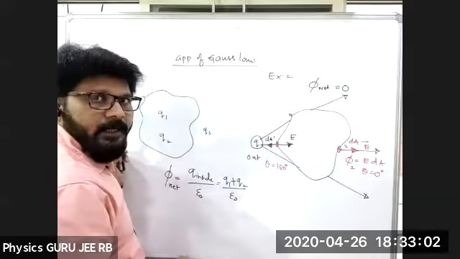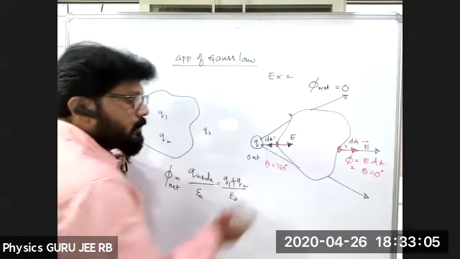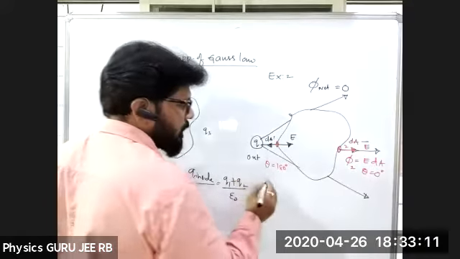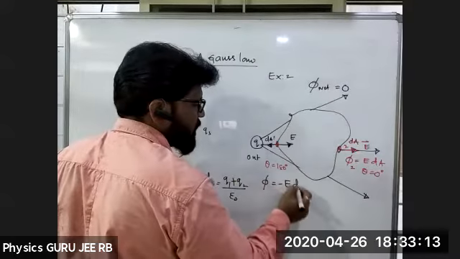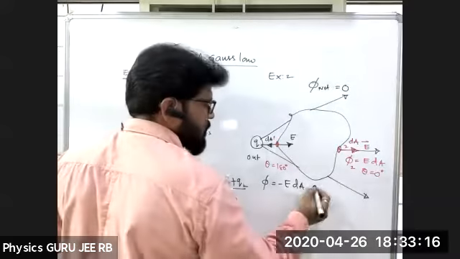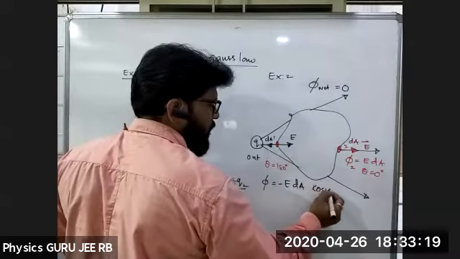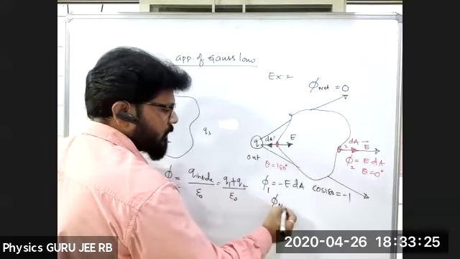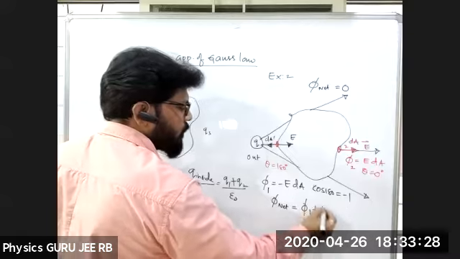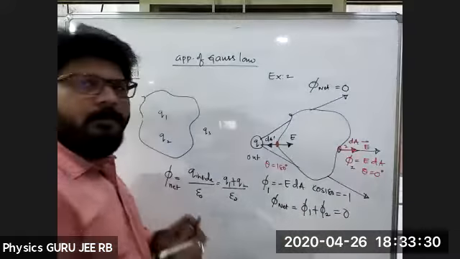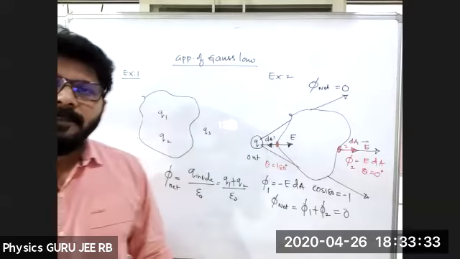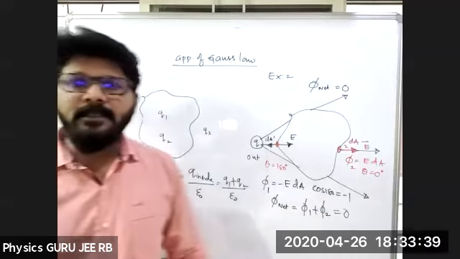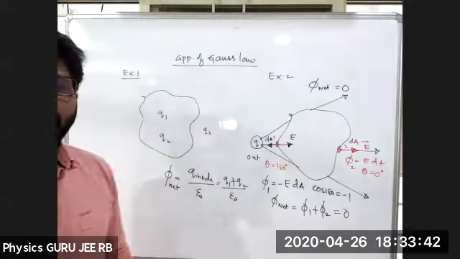When theta is equal to 180 degrees, how do we continue? The flux linked with it is phi equals minus E into dA, because cos 180 is equal to minus 1. So this is 1 and 2. The net flux linked with it is phi 1 plus phi 2, which is nothing but 0. Simply we can say that when there is no charge inside, the flux linked with it is 0. Hope that you got it.